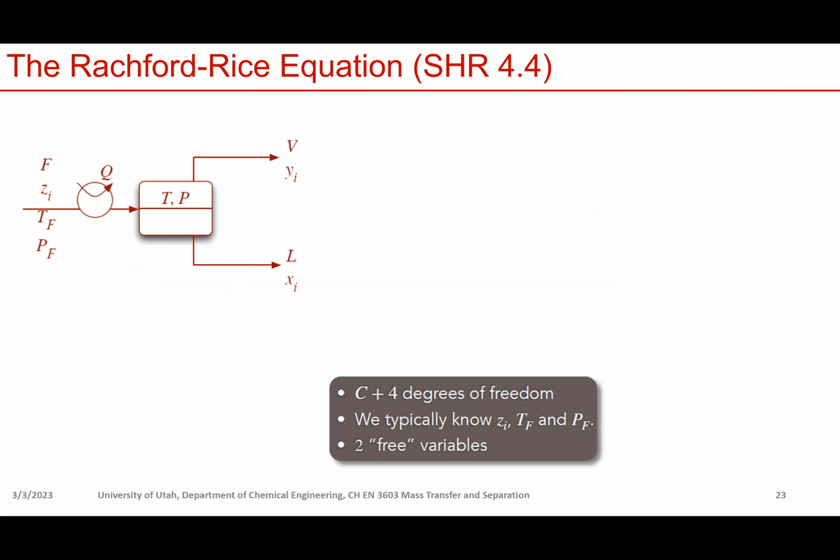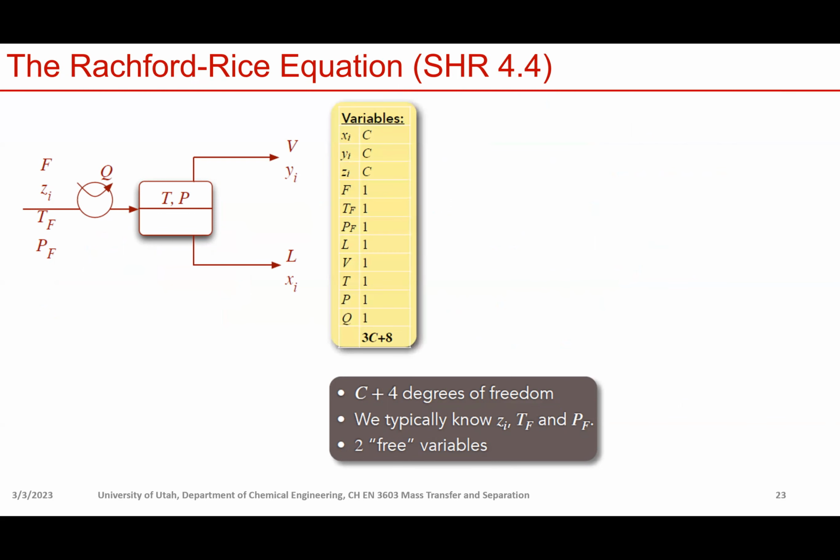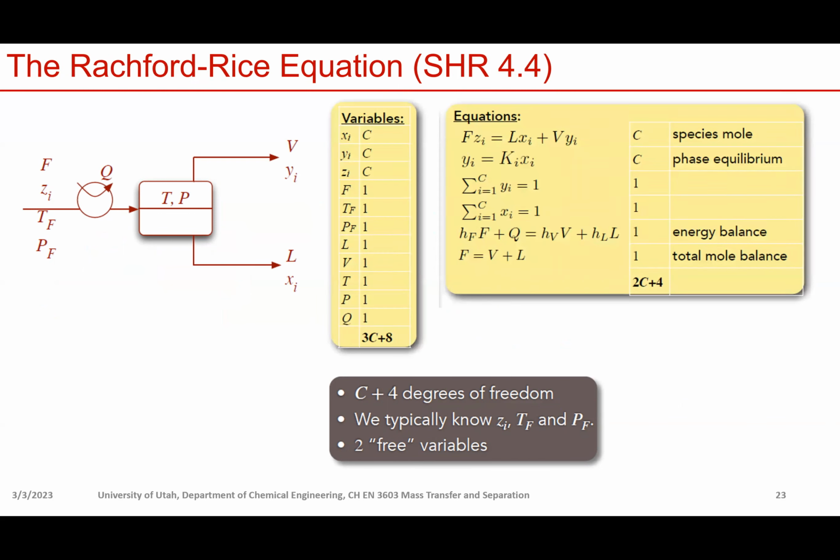So next, I'm going to introduce the Rachford-Rice equation, which is an equation for us to analyze the multi-component flash process. Similarly, we can start from the number of variables and number of equations we have for this multi-component system. We've done this before, so very simply, we have the compositions for the feed, the liquid phase, and the vapor phase, and we have the flow rates F, L, V. We have the temperature and pressure for the feed and for the flash drum, and we have the duty of the heat exchanger. That gives us a total of 3C plus 8 variables.